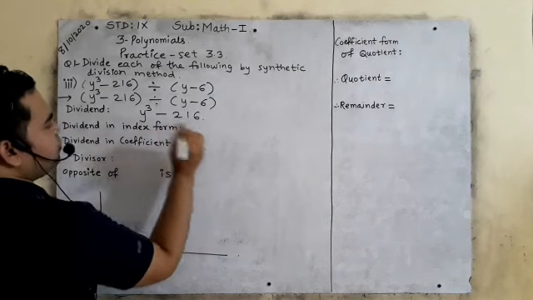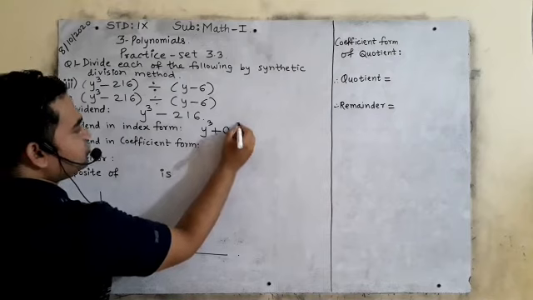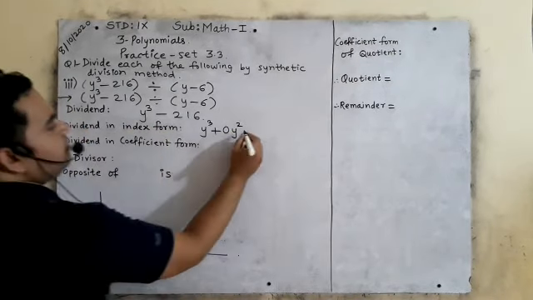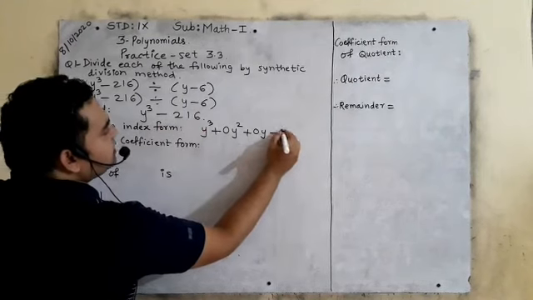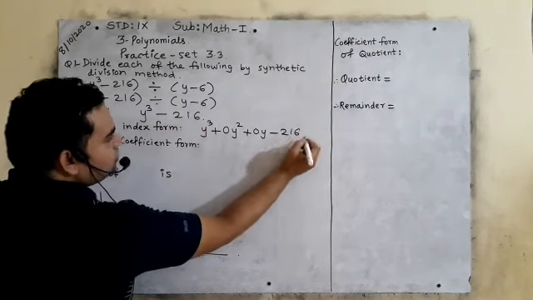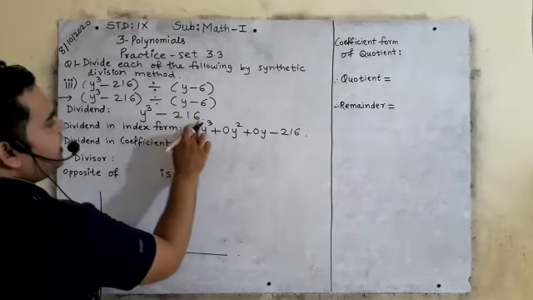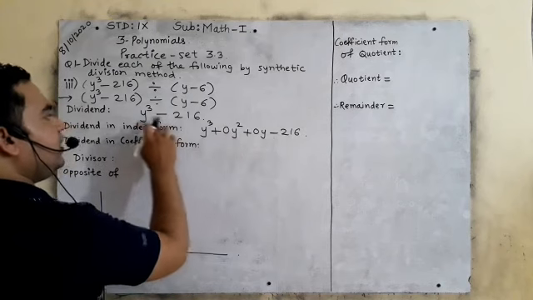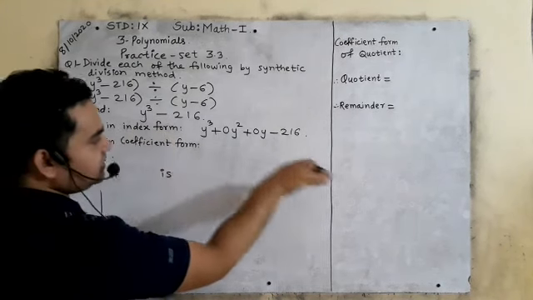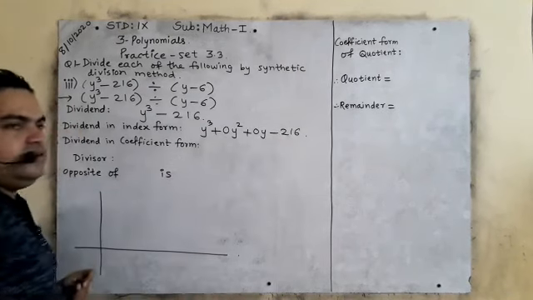So y raised to 3, the degree of y is 3. After that plus 0y raised to 2, which is absent. Plus 0y raised to 1. And then minus 216y raised to 0, which we don't write, right? See, y cube and directly y raised to 0. It means 2 terms were absent, so we will write them with 0 and the variable y in descending order of degree: y3, y2, y1, y0, right?